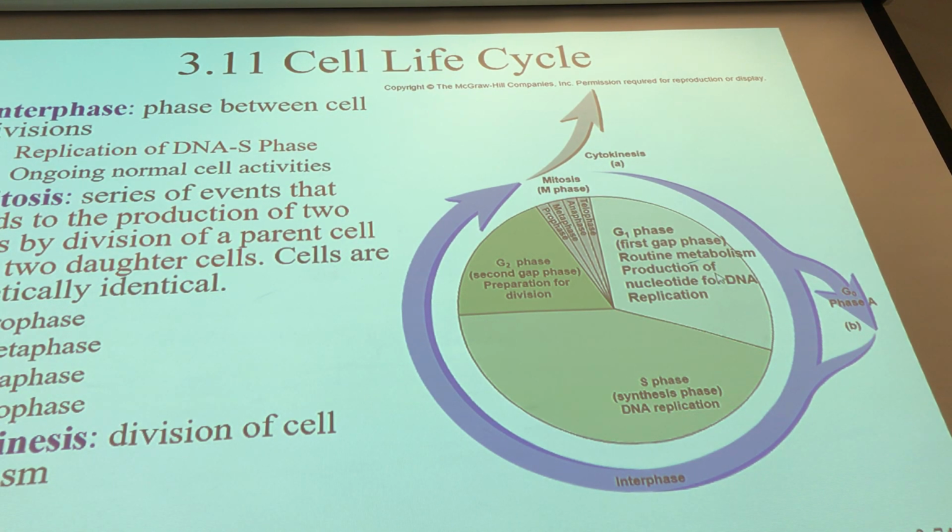So what we see is this: the G1 phase, routine metabolism, production of the nucleotides that will be required once we have DNA replication. You're going to need more energy, more ATPs. So you need to double a lot at this point. And the cell's going to grow. The cell's going to then get ready for the next phase.